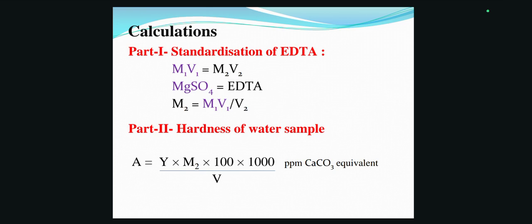Okay. So in the next lecture, we will see numericals on hardness of water sample.